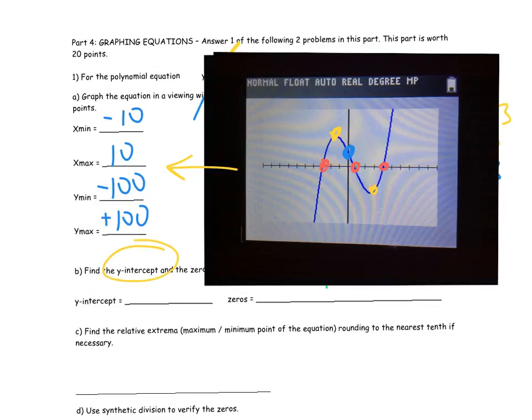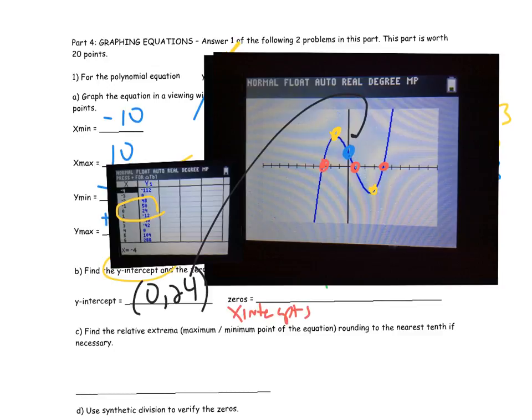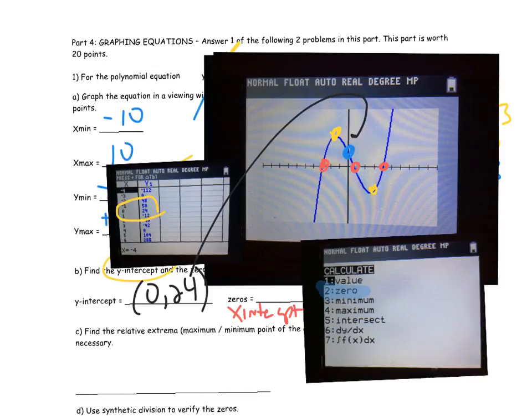To find the y-intercept, we go back to the table and get the value when x was equal to 0. In this case, when x is 0, y is 24, so the y-intercept is the point (0, 24), and that's the blue point that we see there. The zeros are the x-intercepts. To find those, we go to the Calculate menu that's above Trace on your calculator, so we press second, Trace.